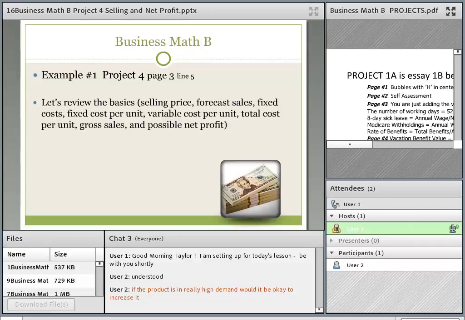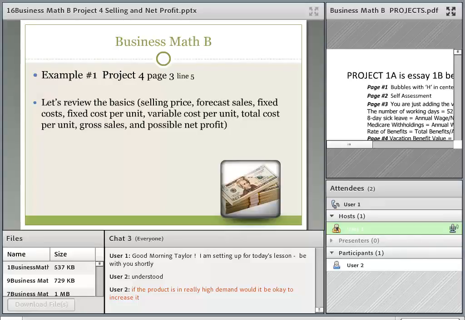Okay, so here are some of the basics that we're going to review. You've got your selling price. Forecasted sales is what you think that you'll sell. Fixed costs, those are the things that cost the same. Fixed cost per unit. Now the difference between fixed cost and fixed cost per unit: fixed cost is like, say, for the month or for the week. Fixed cost per unit is for one item, either one service or one product.